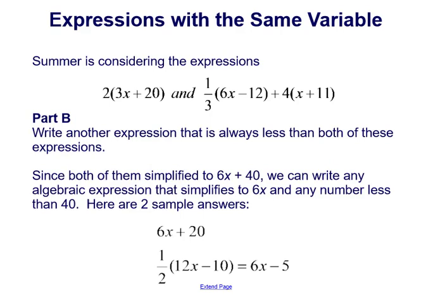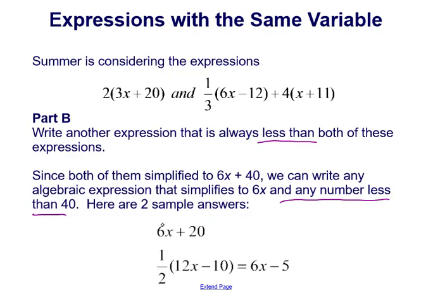So now for part B, we want to write another expression that is always less than both of these expressions. Since both of the expressions simplify to 6x plus 40, we can write any algebraic expression that simplifies to a 6x, a coefficient of 6 with the variable x, and any number less than 40, because again, we want the expression to always be less than both of them. So we can have, for example, 6x plus 20.